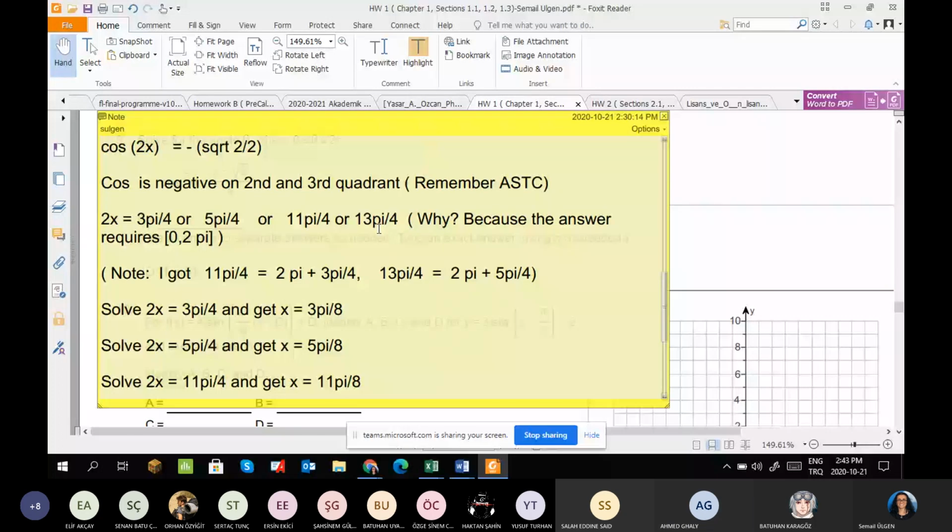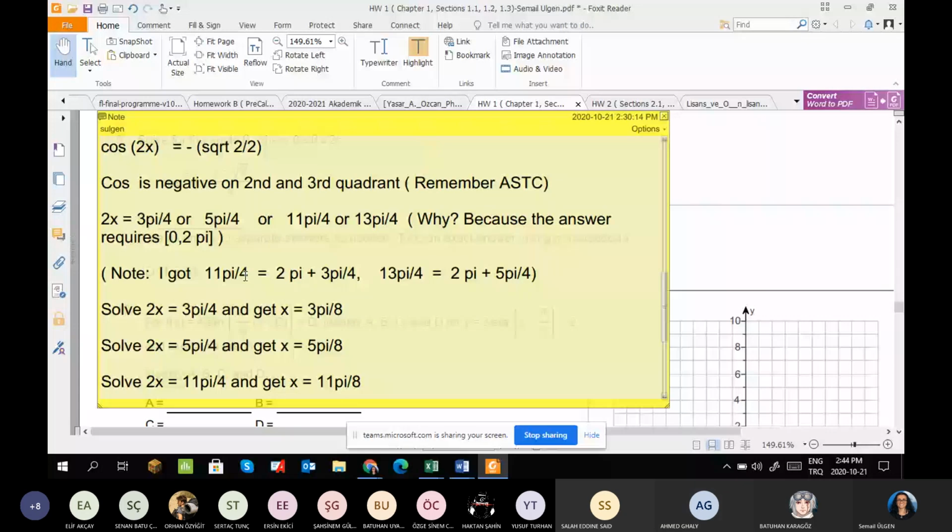So why did we go up to 4 pi? The reason is 2x could be searched for in the interval 0 to 4 pi, because it's 2x, although the question asks you to find x between 0 and 2 pi. That's why we had to go in the interval 0 to 4 pi. So 13 pi over 4 is actually bigger than 2 pi, okay? We got the rest of them by just adding 2 pi to the answers we got here.